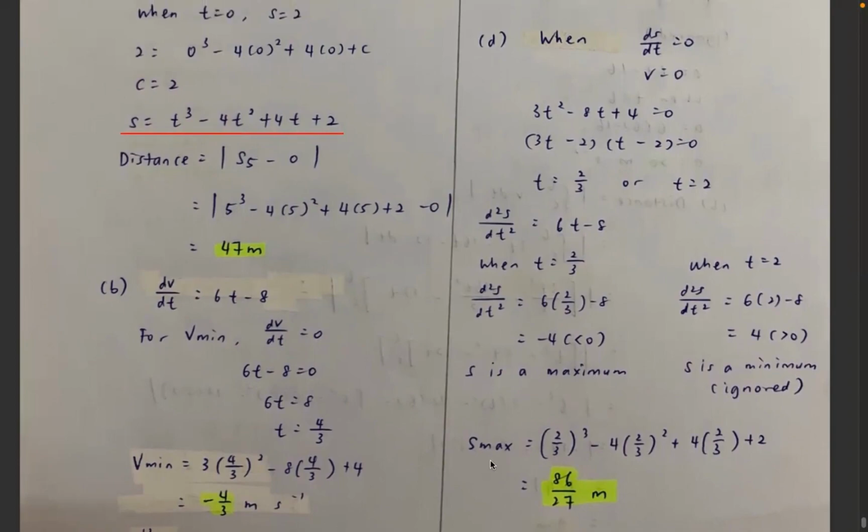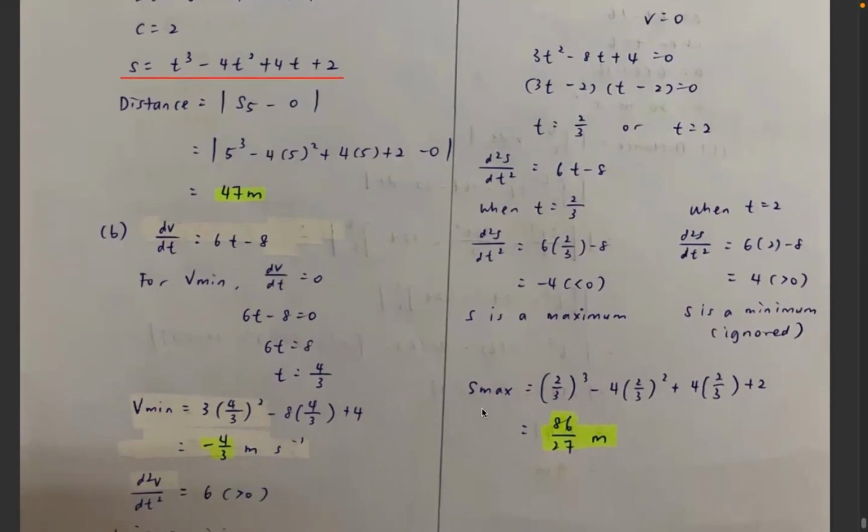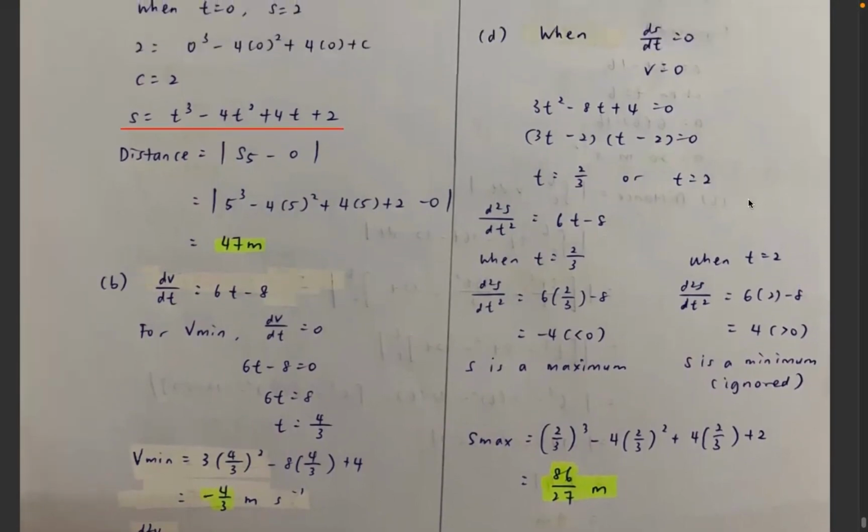To find the value of maximum displacement, we substitute t equals 2 over 3 into the displacement function, which is the one we found just now. After I substitute, we have maximum displacement 86 over 27 meters. Whereas for t equals 2, if we substitute into d2s/dt squared, we have the answer positive 4. That means greater than 0, which means displacement will be minimum when t equals 2. But the question is asking for maximum displacement, not minimum displacement. So that's why we have to ignore this answer.